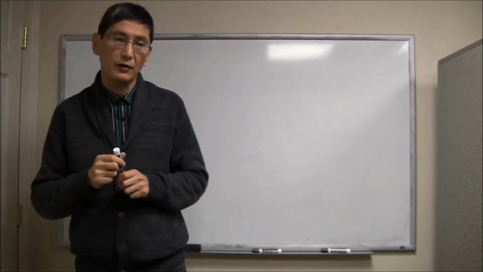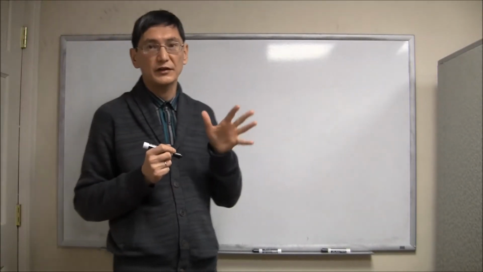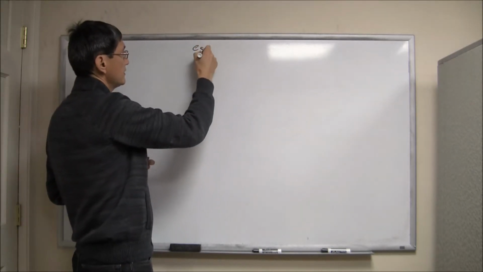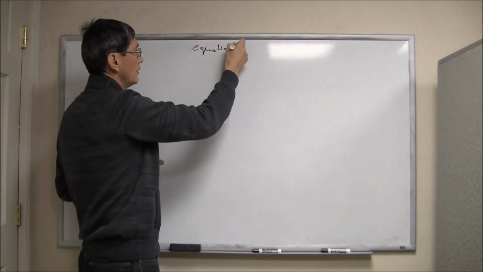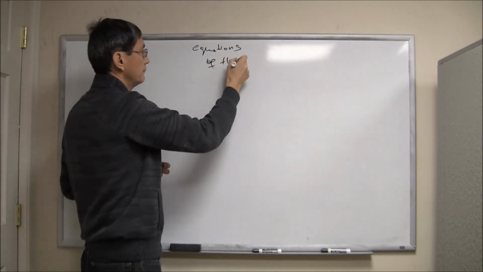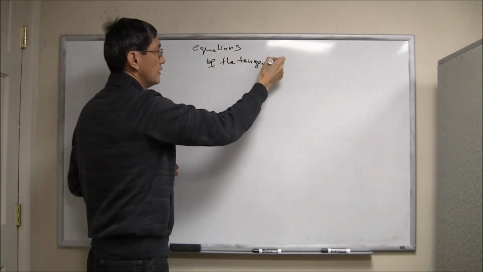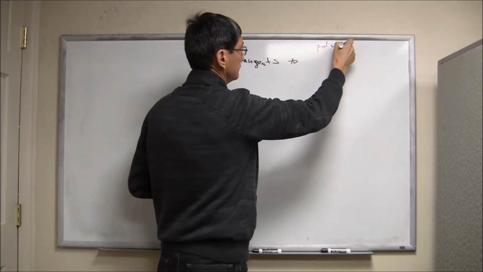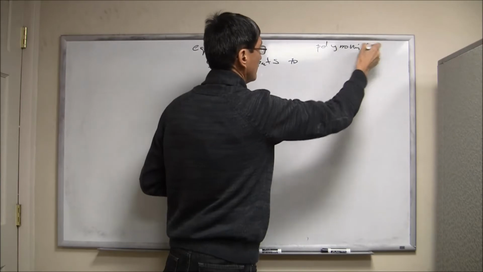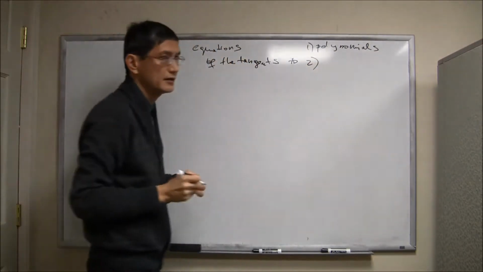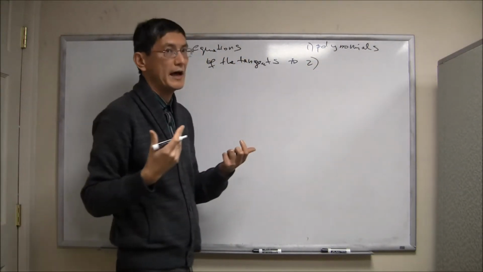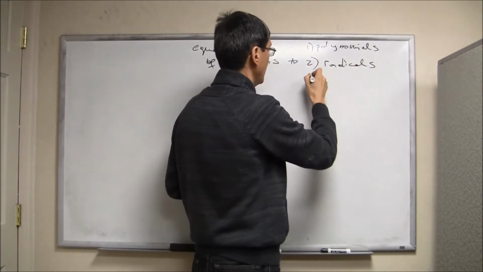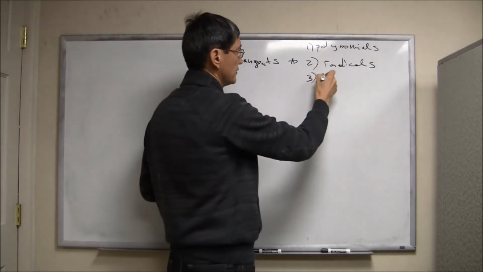For the tangent line, we're going to be considering a few standard examples. We're going to be finding equations of the tangents to polynomials. Second, to radicals. And the third one, to rational expressions.